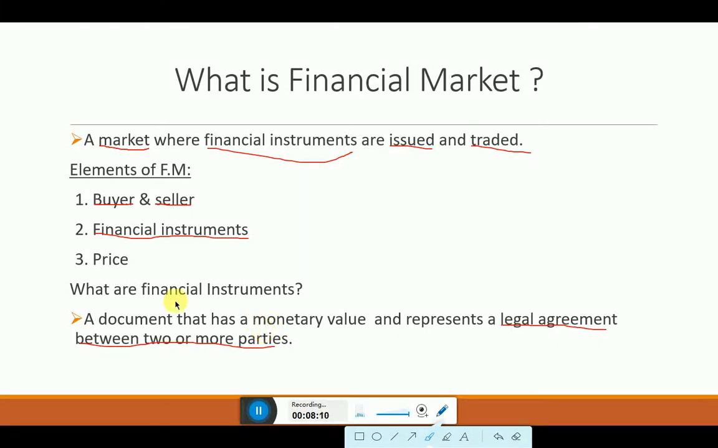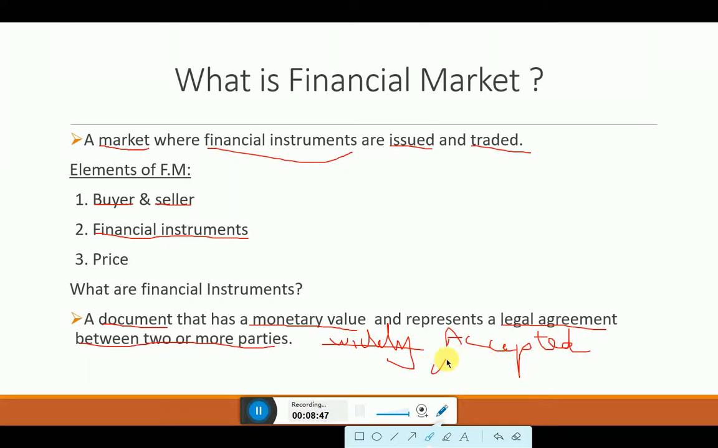But what we have to remember is that a financial instrument is a document. That's number one. And this document has a monetary value. That's number two. Number three is that it represents a legal agreement between two or more parties. And number four, it could be widely accepted, right, as a means of financing or investing by the buyers or sellers.